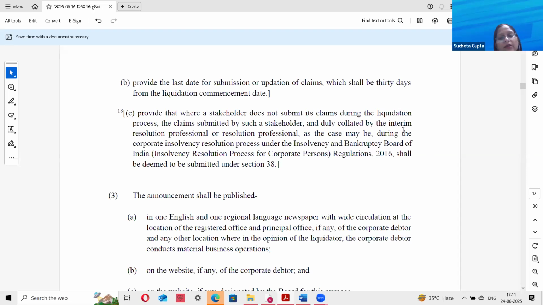No sir, they can submit their claim during the liquidation. Whoever has not submitted their claim in the CIRP process can submit in the liquidation. Now, if they are not able to submit within the 30-day period, there are some condonation of delay cases also, but it has not been provided in the regulation. Sir, it depends on a case-to-case basis, so they cannot mention it in the regulations. But like in CIRP, there is condonation of delay, here it also should be mentioned.